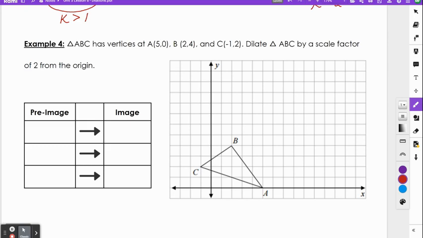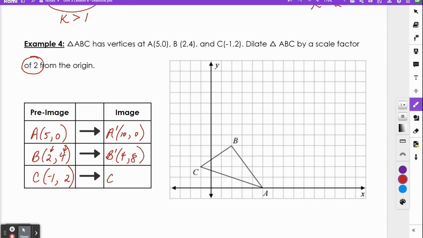For example 4, we're given our pre-image vertices, and we're being told that we're dilating that by a scale factor of 2. So we're going to write down our pre-image coordinates. We have A is 5, 0, B is 2, 4, and C is negative 1, 2. And then we're going to multiply each part of the coordinate by 2. So 5 times 2 is 10, 0 times 2 is 0. 2 times 2 is 4, right? 4 times 2 is 8. And for the last one, negative 1 times 2 is negative 2. 2 times 2 is 4.